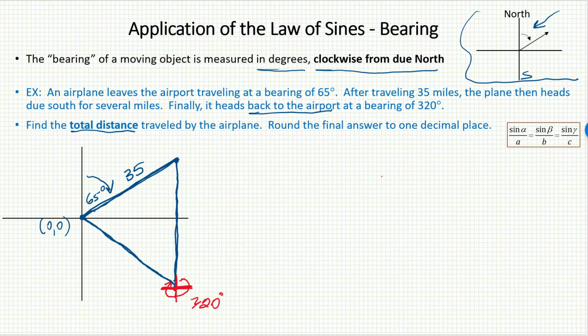Well, obviously we've made a triangle here, so we're immediately thinking, what rules do we have? I don't see any right angles, so this is an oblique triangle, which means the law of sines is going to be our tool here.